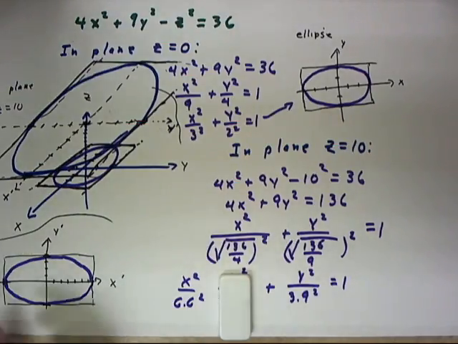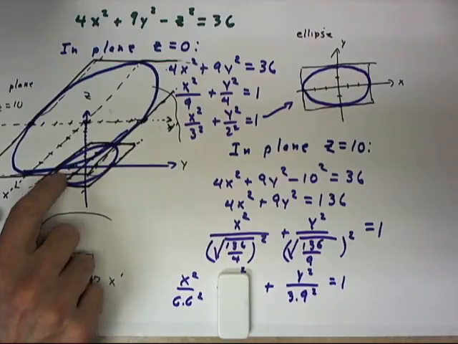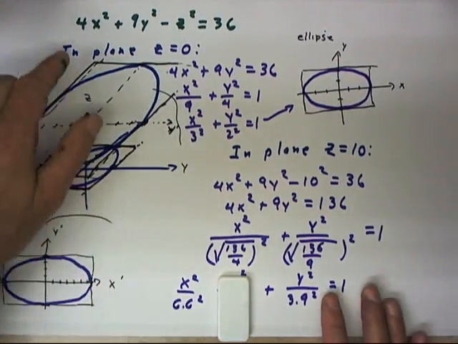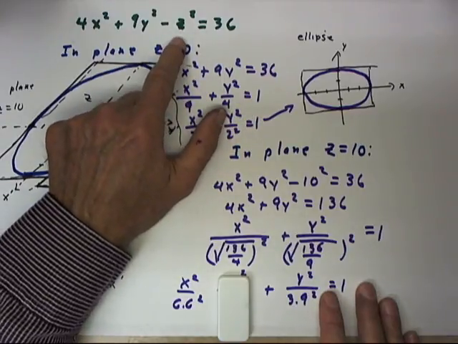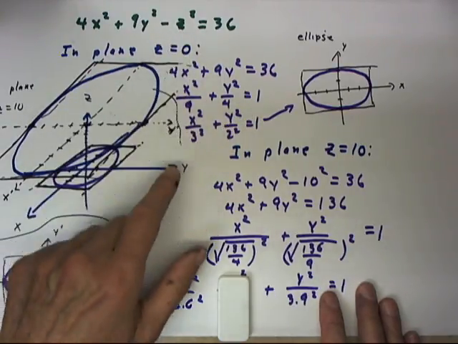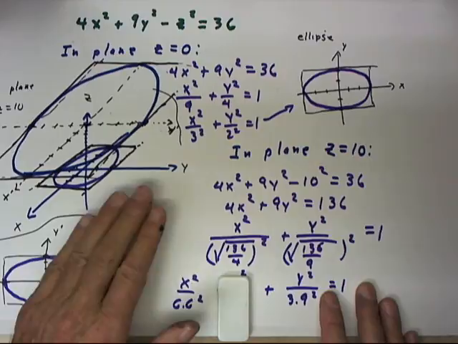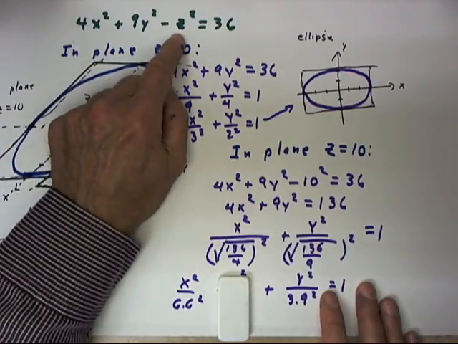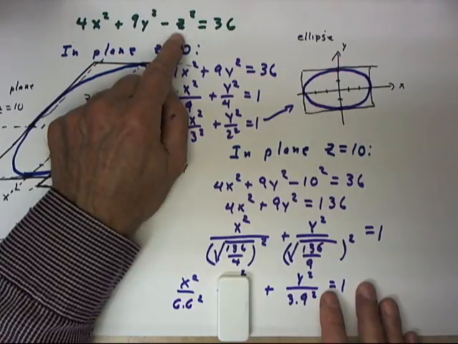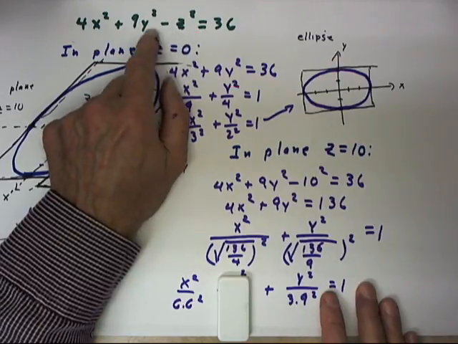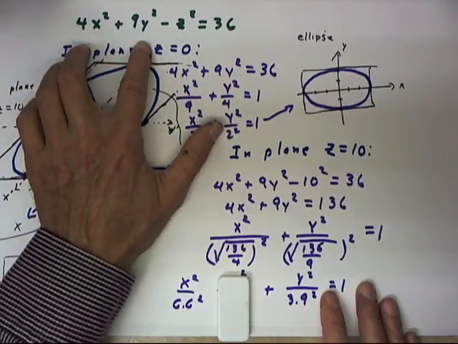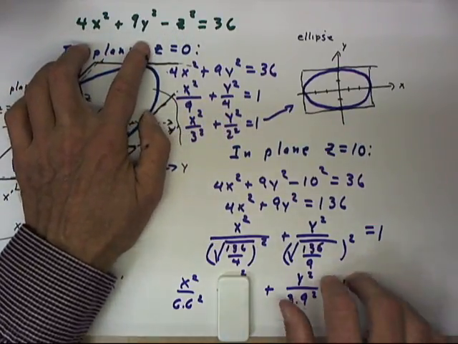Let's think for a minute about why this ellipse ended up bigger than this one. That's not too difficult to see from the equation, because as z gets bigger, we know that if we're looking at planes parallel to the xy plane, if z is some constant number that's getting bigger and bigger, then we're going to have a bigger and bigger number subtracted from the left side of this equation, from the 4x squared plus 9y squared.